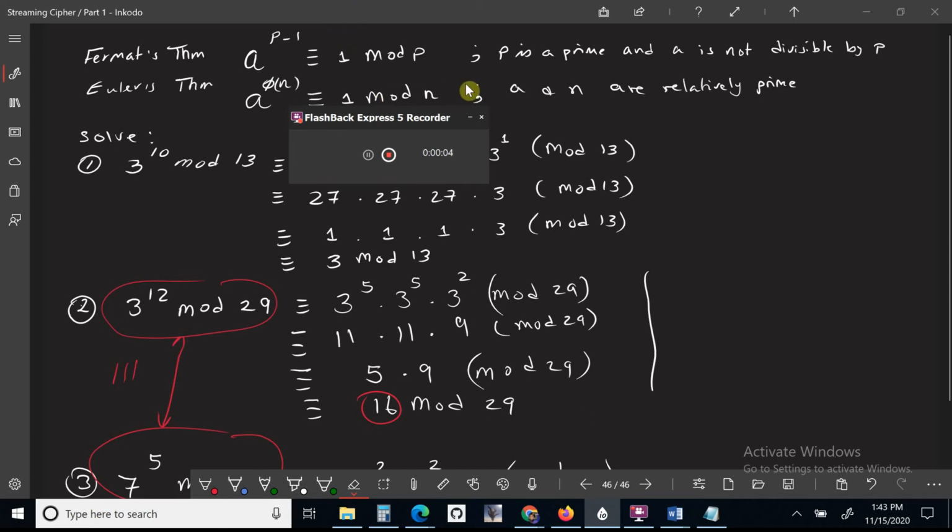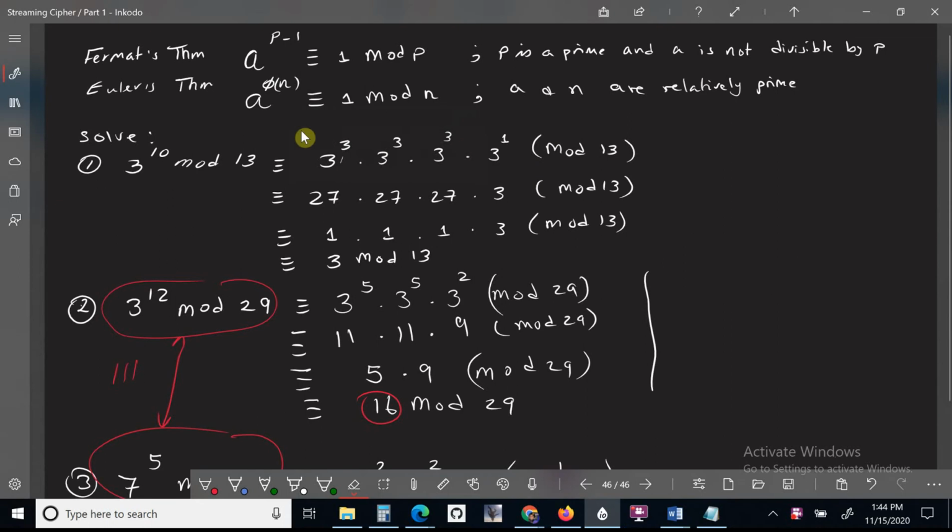Hi guys, this is Professor Darush back with you, and this time I'm going to show you how you can solve modular arithmetic with exponentiation without even using Fermat's theorem or Euler's theorem.